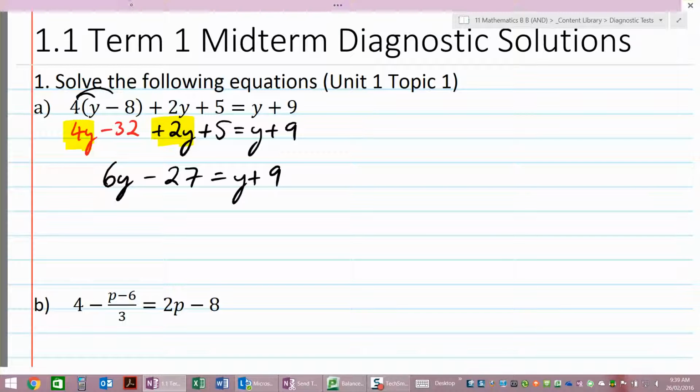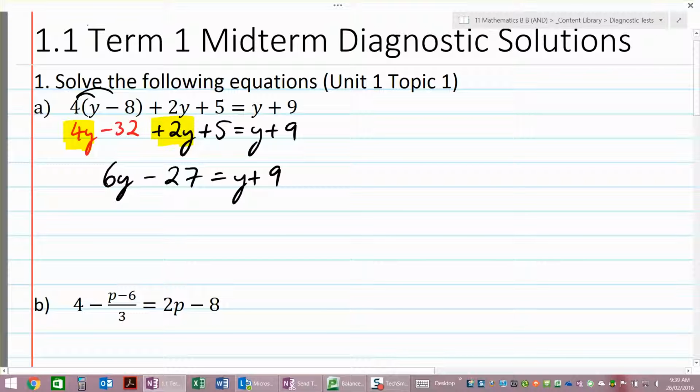Okay, from here, I'm going to get all the numbers to one side, variables to the other. So I'm going to actually add 27. I'll do it in 2 steps. You may have done it all in one. So 6y equals y plus 9. Okay, and then plus 27. So it'll end up at 6y equals y plus 36.